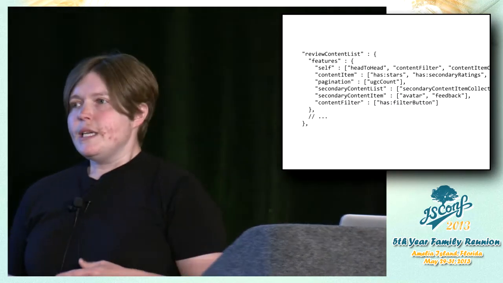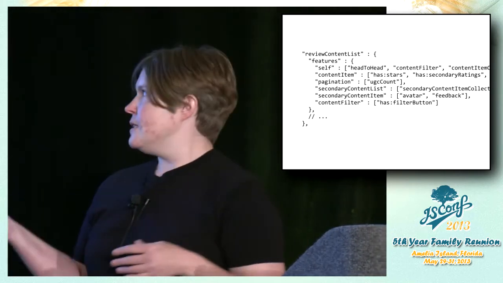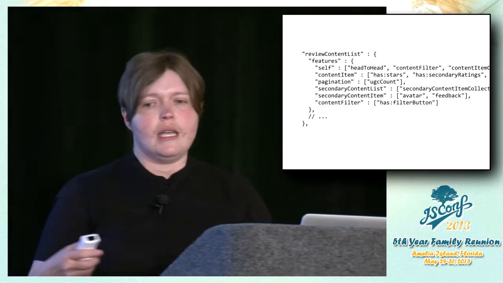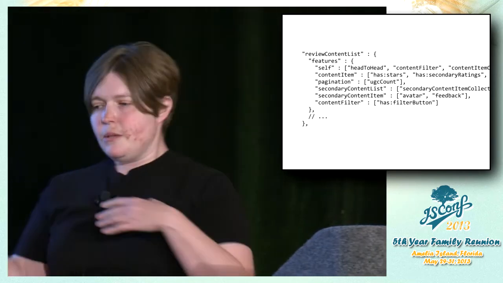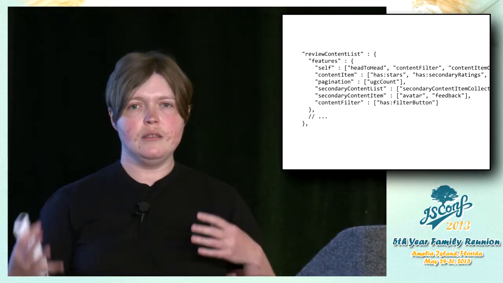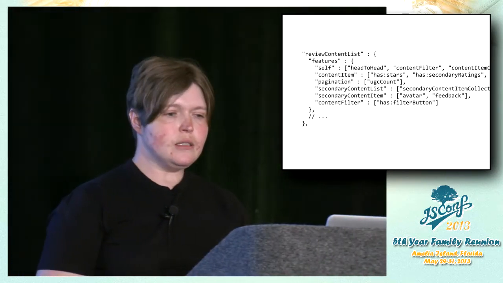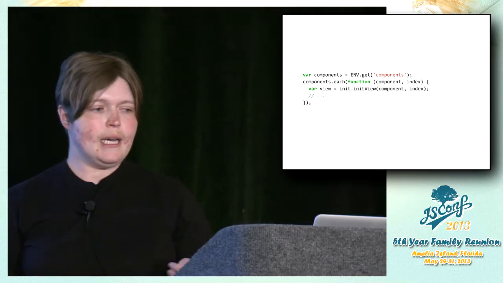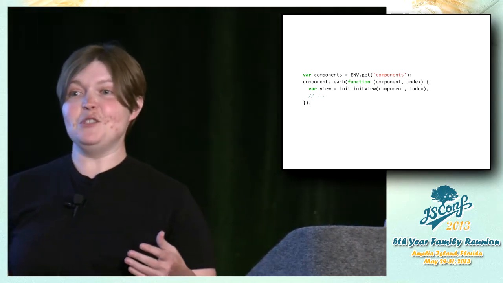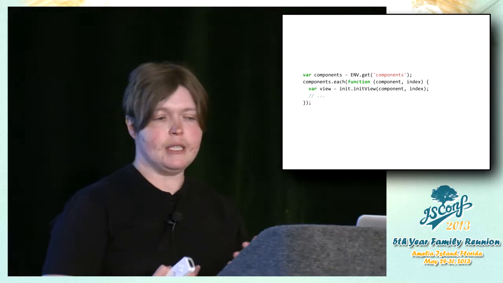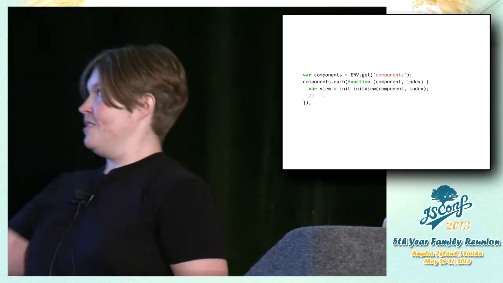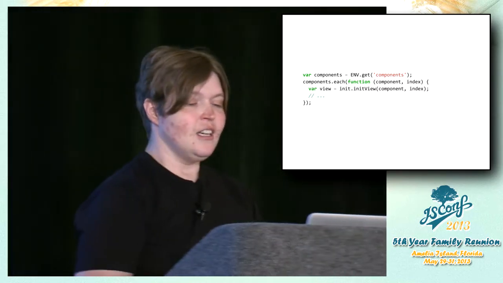In our application, we use these configurable components. This is an example of a portion of a component configuration for our review content list. When I showed up, we were passing around these raw objects. So when we needed to initialize a view for a component, we had this init object that had an init view method that would receive this raw component object and use that to initialize the view. Of course, we stored all of these raw component objects on ENV, shocker.